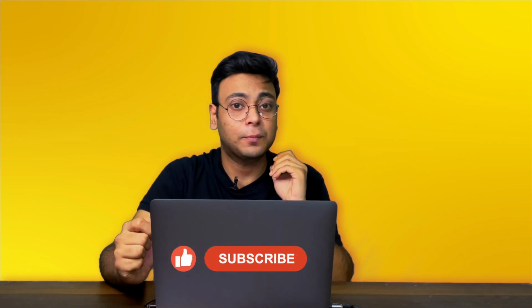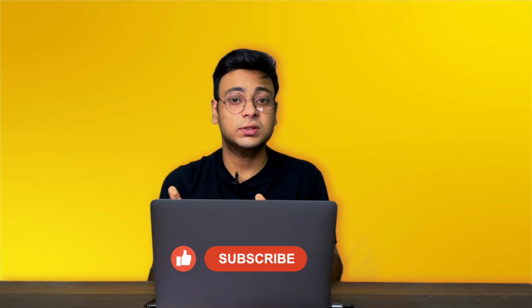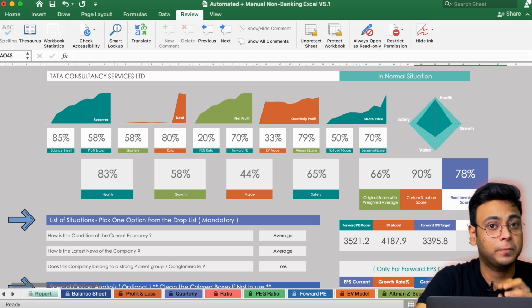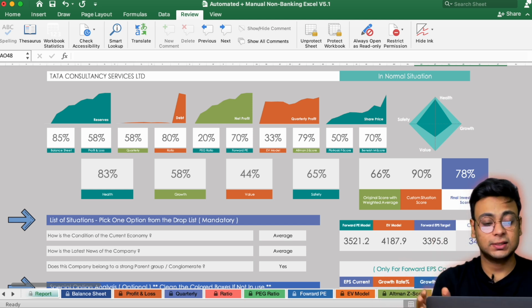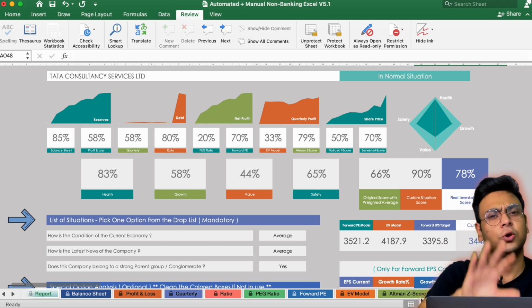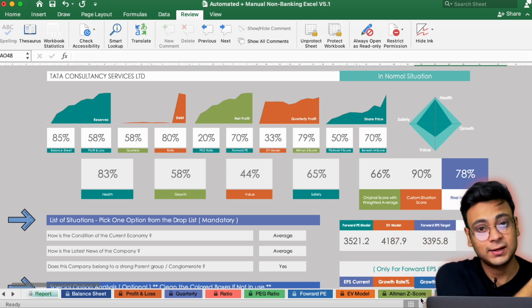So now let's do a fundamental analysis of a company using the topics that we spoke of. We are using our Excel sheet, the fundamental analysis Excel sheet, and once we open a company like TCS, we get the full snapshot of what we spoke of so far. Now this page that you see on the screen is the dashboard page of our Excel sheet. This tells us the full snapshot of a company with custom situations. You can learn more about this in one of our videos. The link is on the top right hand corner.